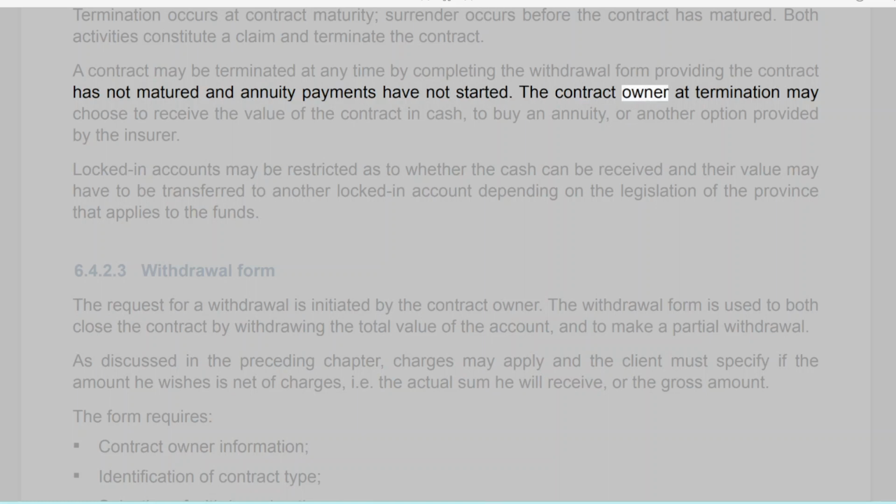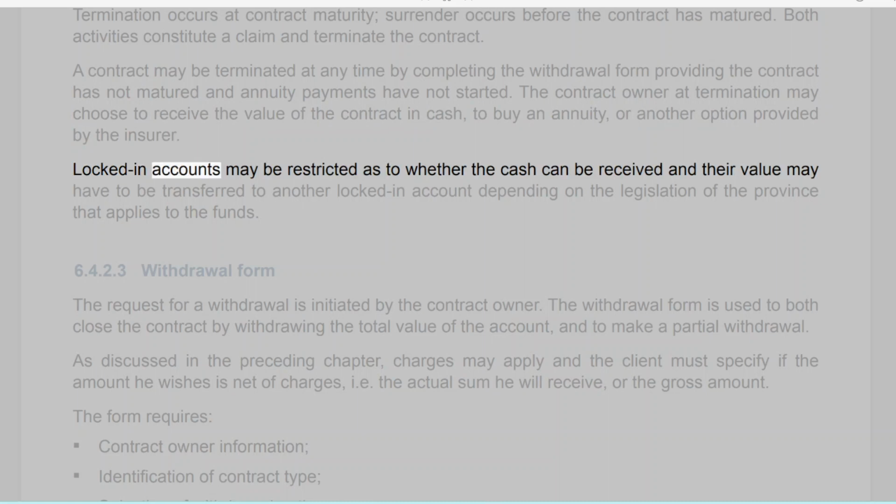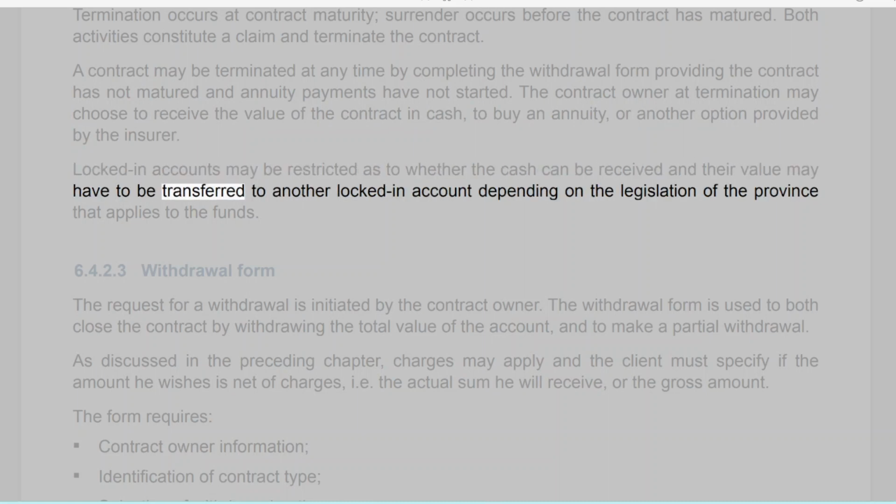The contract owner at termination may choose to receive the value of the contract in cash, to buy an annuity, or another option provided by the insurer. Locked-in accounts may be restricted as to whether the cash can be received, and their value may have to be transferred to another locked-in account depending on the legislation of the province that applies to the funds.